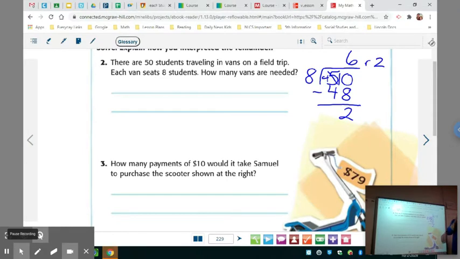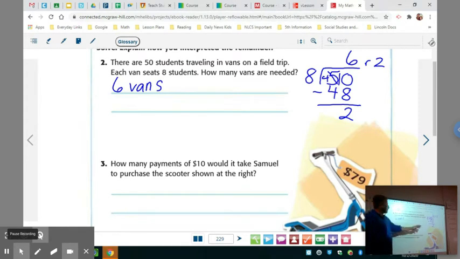So what does this mean? There are 6 vans, 2 vans left over. 6 vans needed for those 8 students, right? And that's 48 students. So what's this 2 stand for? 2 vans? Kids. 2 kids.